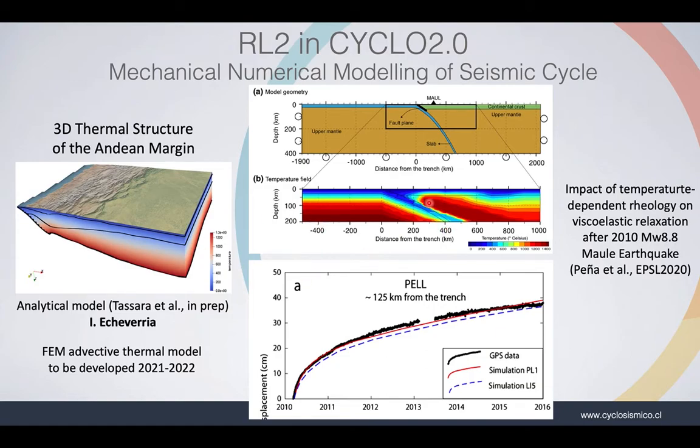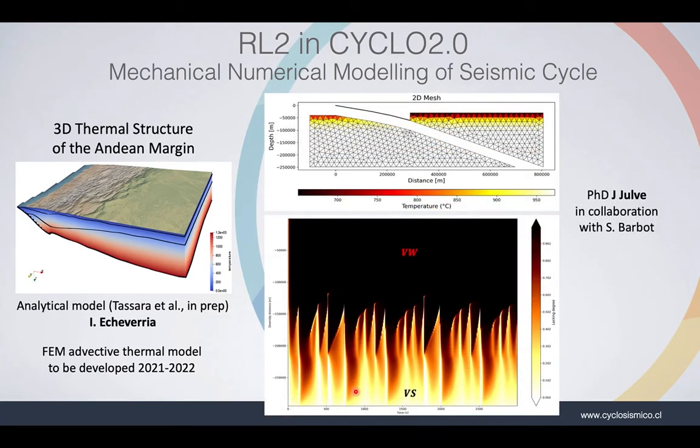As we know, the thermal structure dominates the rheology of the lithosphere and can be very important in the viscoelastic relaxation, as Carlos Peña demonstrated in a recent paper where we also participated, in EPSL in 2020, showing how this temperature-dependent rheology is fundamental in order to explain the post-seismic relaxation after the Maule earthquake. And this is also something that we can incorporate into the more sophisticated numerical modeling of the seismic cycle at the scale of 1,000 years.